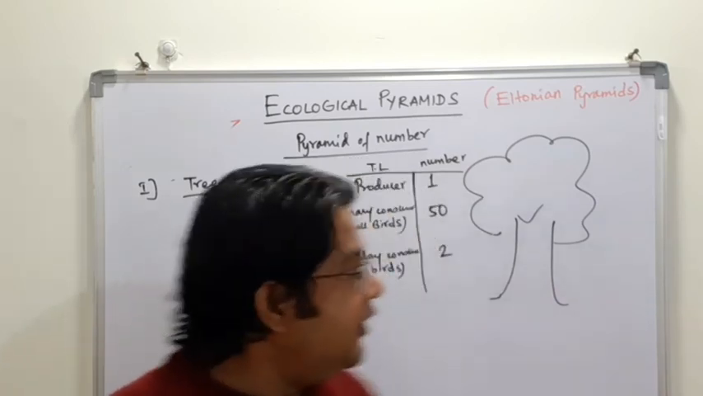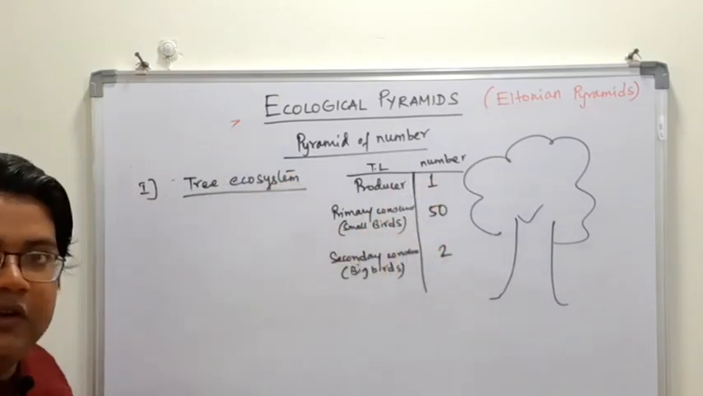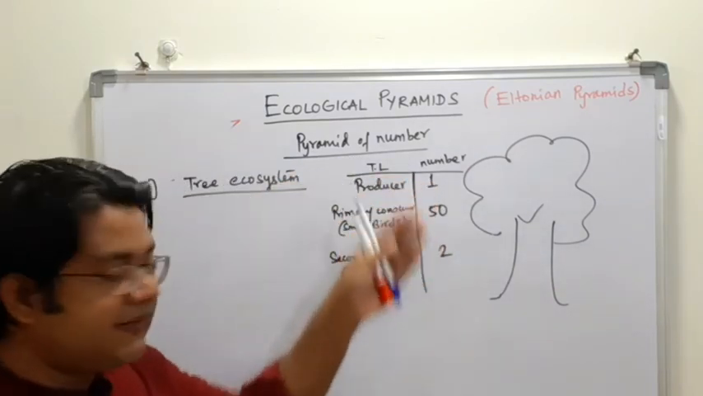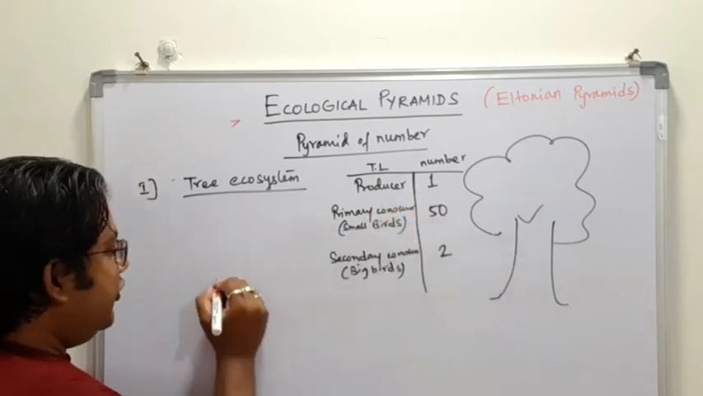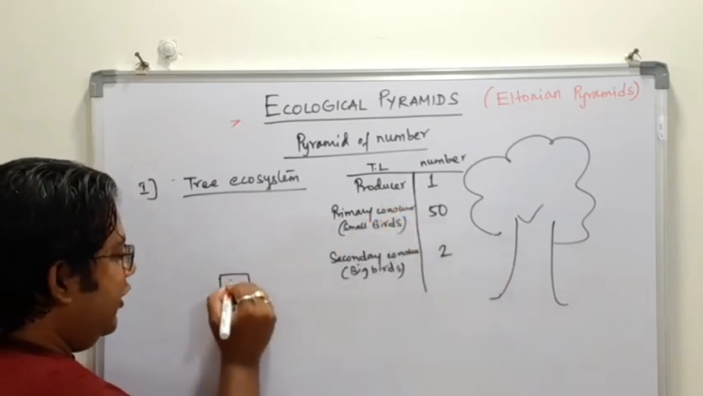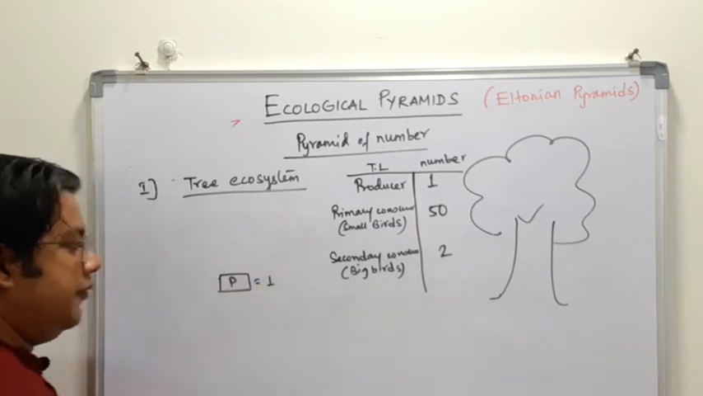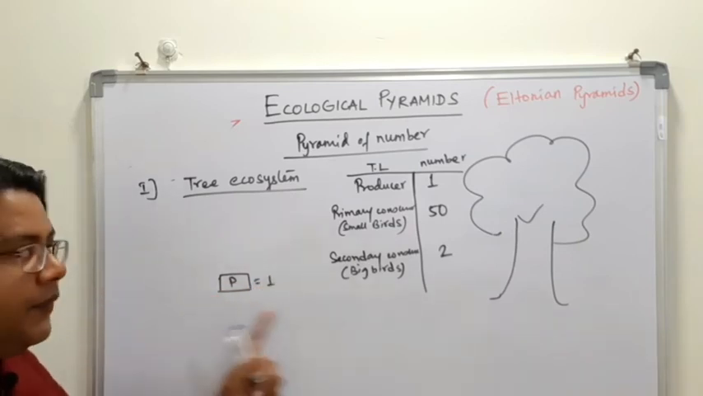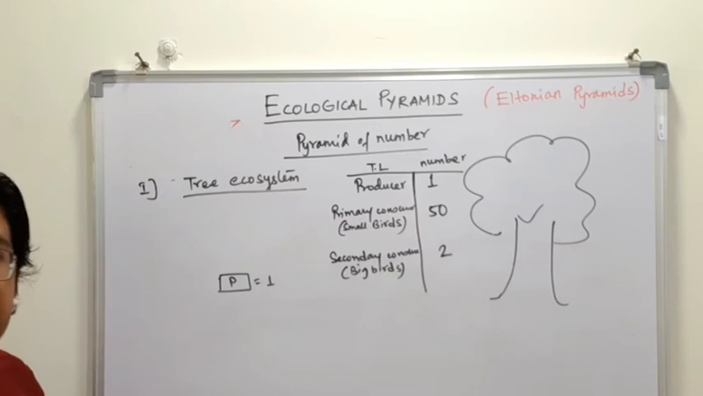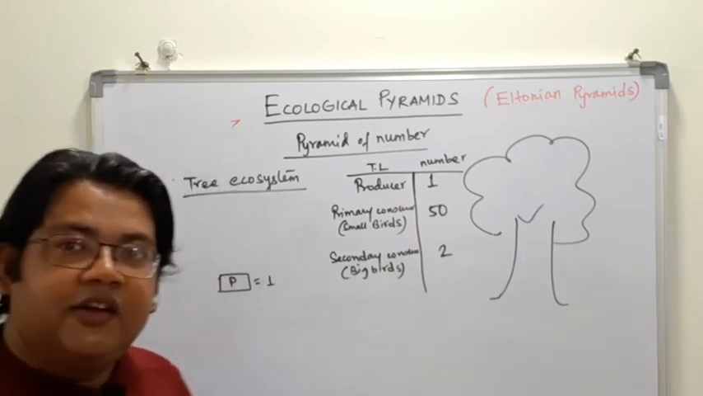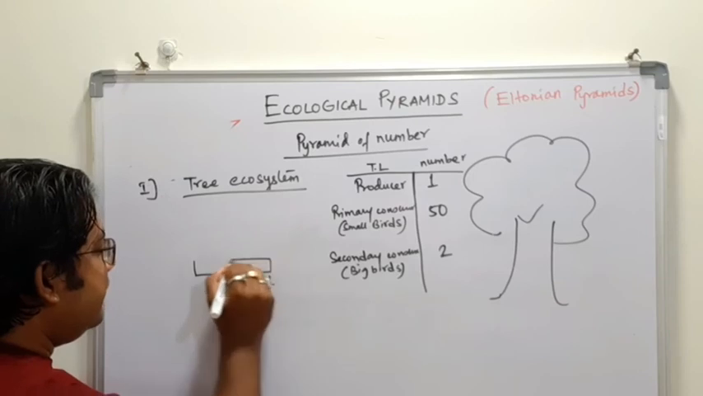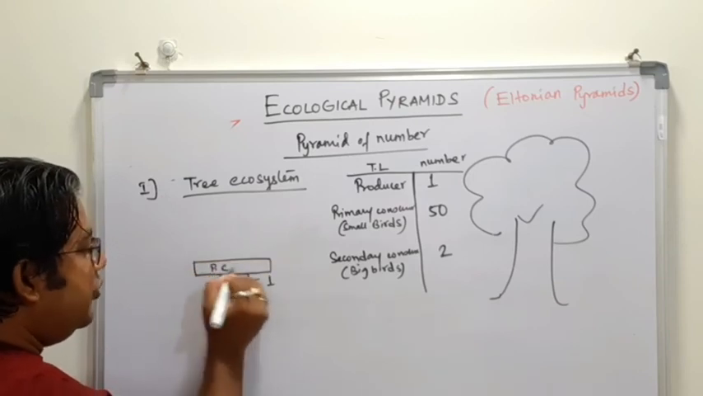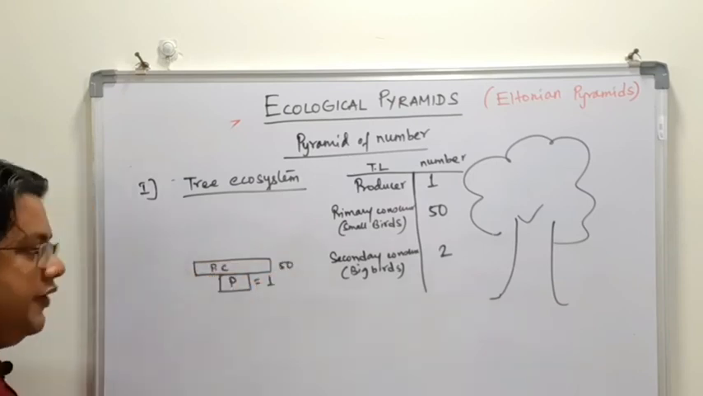Now, let us consider these number values. Then how will we represent this type of values? What is the producer? Producer will always be at the bottom again. So, for the producer, the number is 1. Make a block. What is the primary consumer? What is the number of the primary consumer over here? 50. So, obviously it is more than the producer. So, the primary consumer number is 50, the small birds.